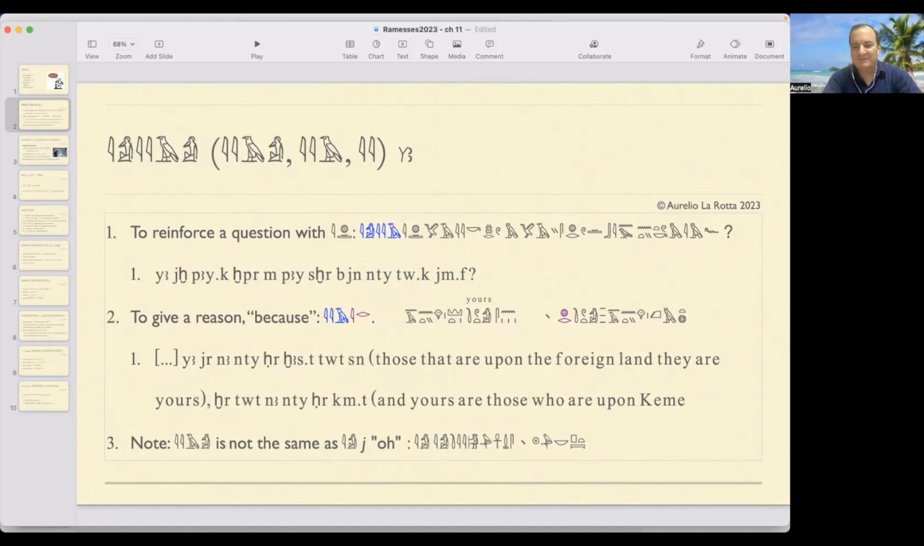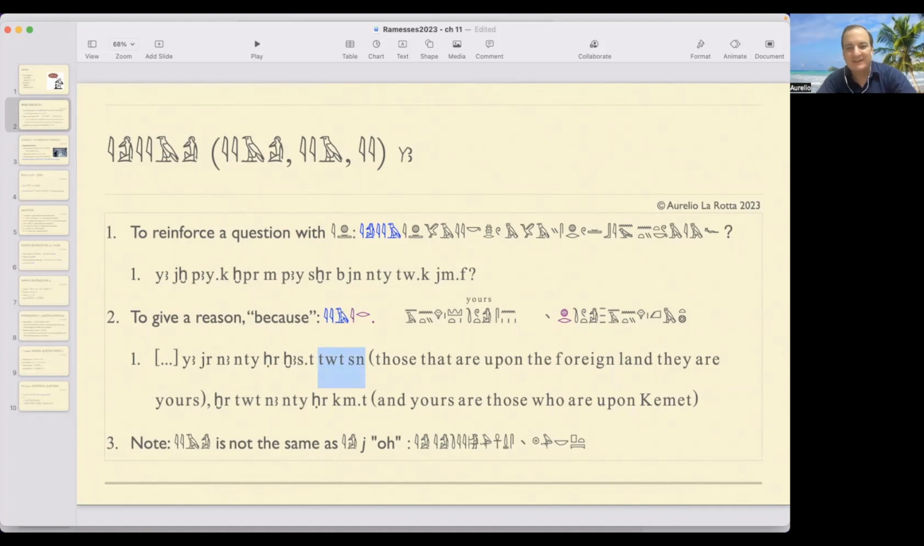It's just a fancy way of saying they're all yours, because those that are upon the foreign land are yours, and those are yours which are upon Kemet. Why did he switch the syntax around? Probably just poetically, it sounds better than to say Tutsen twice. But I think that's what's going on here, basically.